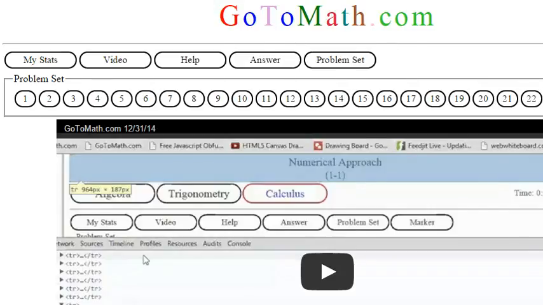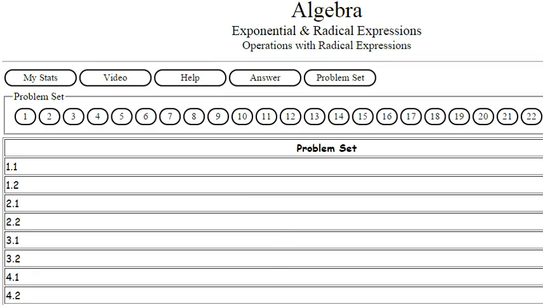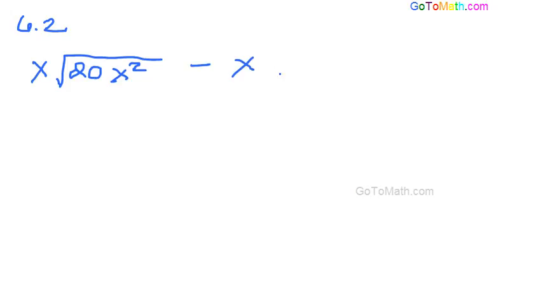Okay, we're at gotomath.com. Click on Algebra, Operations with Radicals, and we're going to be looking at 6.2 here. So we have x times the square root of 20x squared, minus x times the square root of 45, plus 2 times the square root of 500. We want to try to simplify this thing down here.